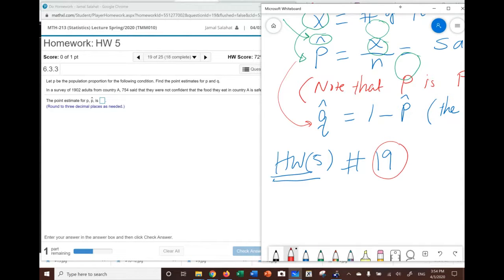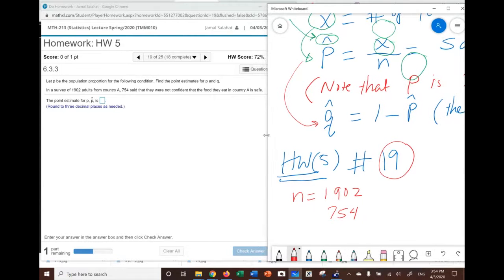In a survey, n equals 1902 from country A, and they said 754 said that they were not confident that the food they eat in country A is safe. So probably the question was, do you think the food that you eat is safe? The answer would be yes or no. So 754 said that they were not confident, and that will be called the X.